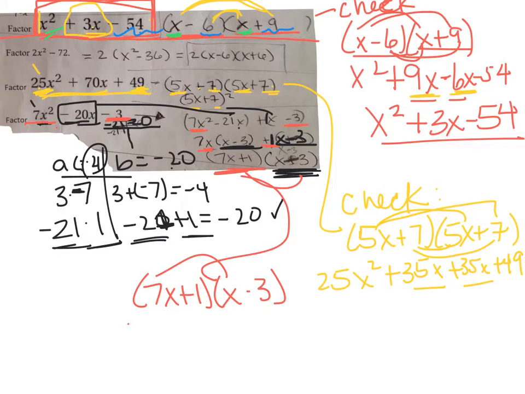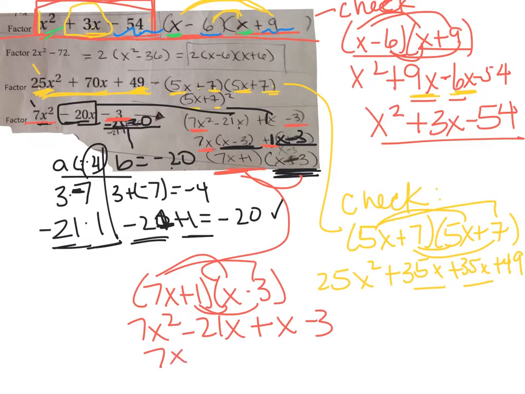Just foiling that out, 7x squared minus 21x. There's that 21x again, plus x minus 3. And you can see, once we simplify by combining like terms, we get a negative 20x in the middle, and we have back what we started with.